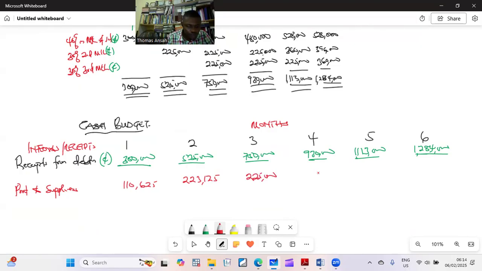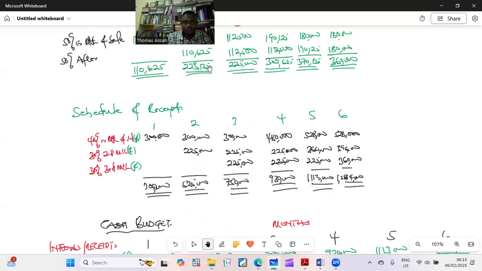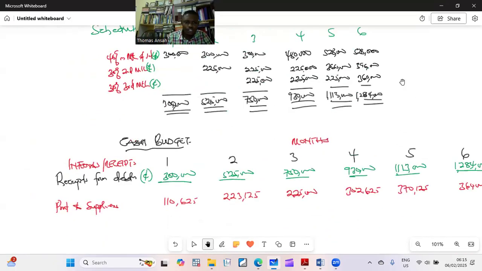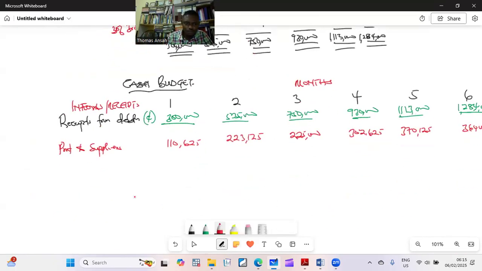The next was 302,625. Next, 370,125. Next is 360,000. So the figures that you had here, that is what I've written. Not only that, you paid wages. So the payment of the wages.